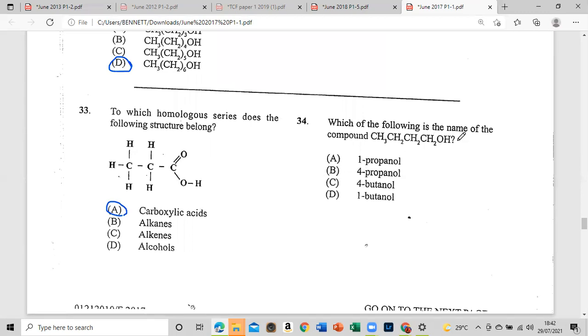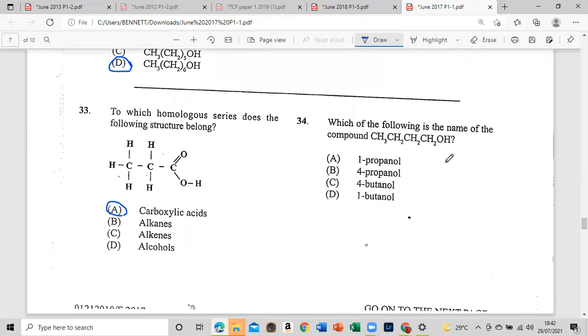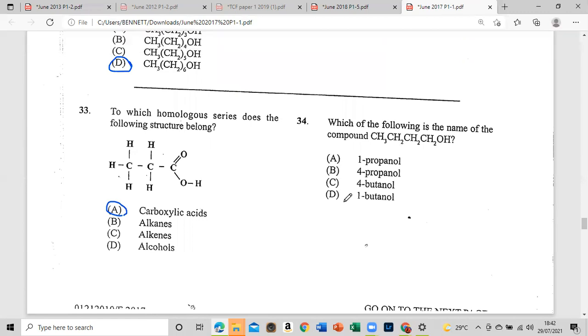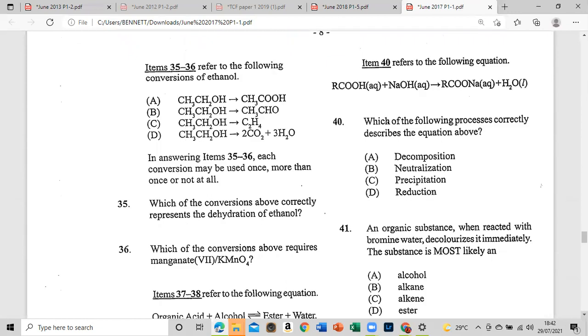34, what is the name of the compound CH3CH2CH2CH2OH? And 34 is 1-butanol. Butanol, beautiful, beautiful. Let's move on to 35.